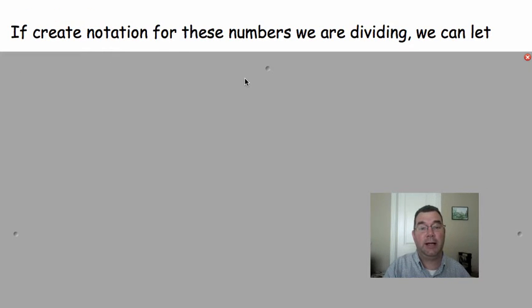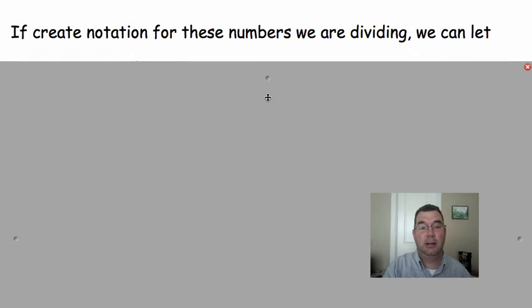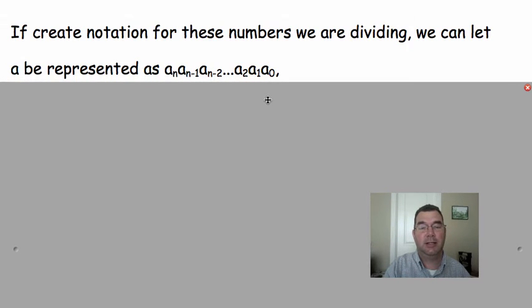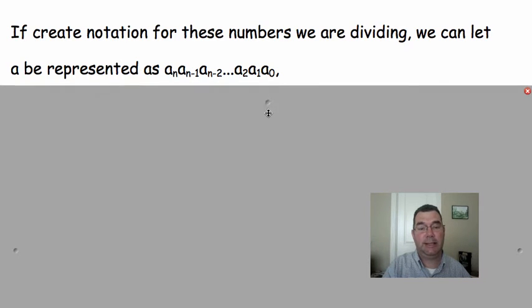So we're going to create a notation just to kind of talk about the general case. I've got this integer a, and it's going to be represented as a_n through a_0. That's not multiplication. What that is, there is a ones digit, and then a tens digit, and then a hundreds digit. So these are actually the n plus 1 digits of integer a, however many digits it may have.